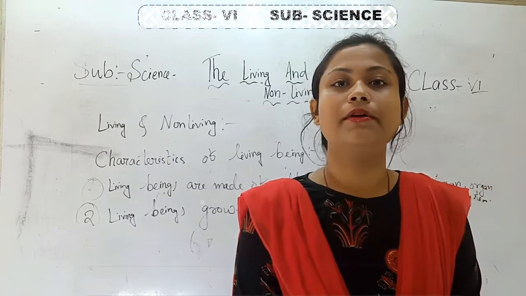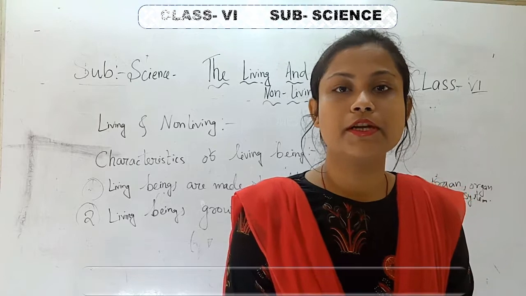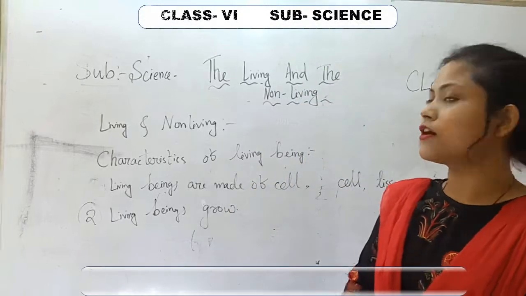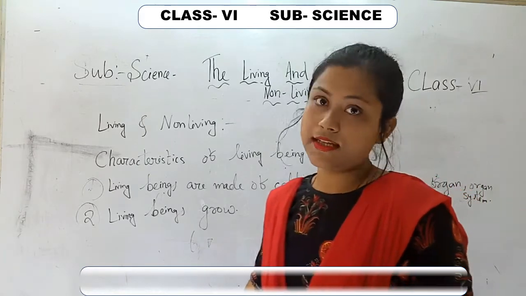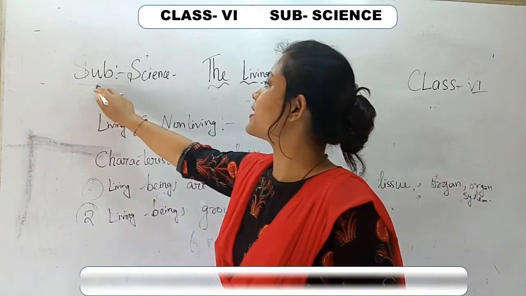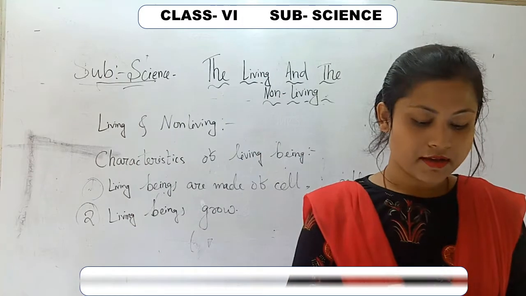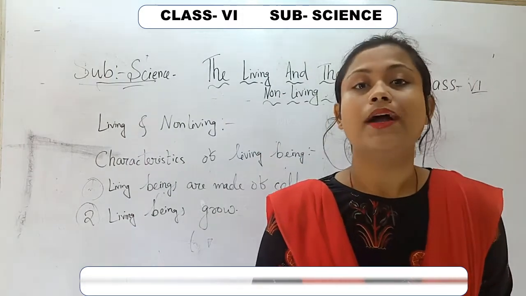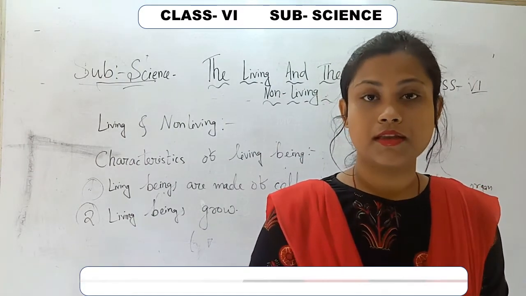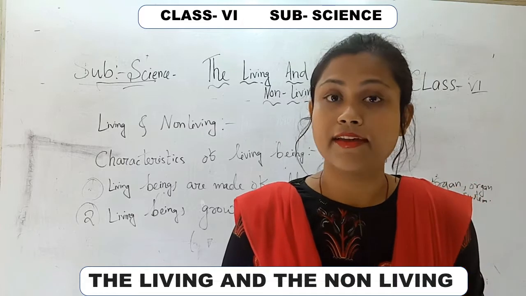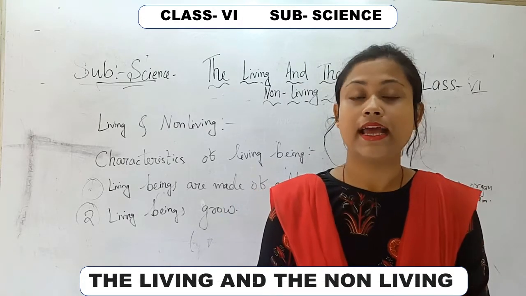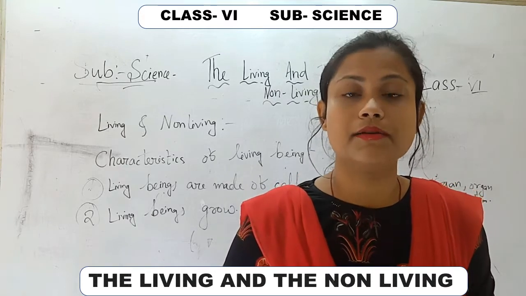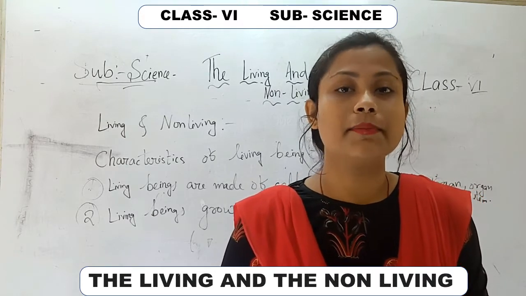So today I am here to discuss with you the chapter named the living and the non-living, okay? And as you are in class 6, you know what living beings are called. What is a living being? The things or the beings which are alive. We call these things living beings, like humans, animals, plants, microorganisms. These things are all living beings, okay?